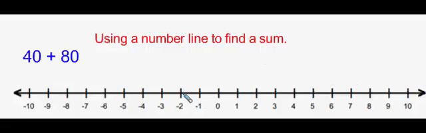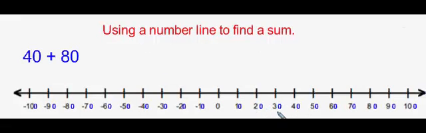In this video, I'd like to do several examples using a real number line to find the sum of two numbers, each of which has two digits. So in this example, I want to take 40 and add 80. The number line I'm given only goes up by ones, but I can compensate by putting zeros at the end of each of these numbers to turn them into 10, 20, 30, etc.